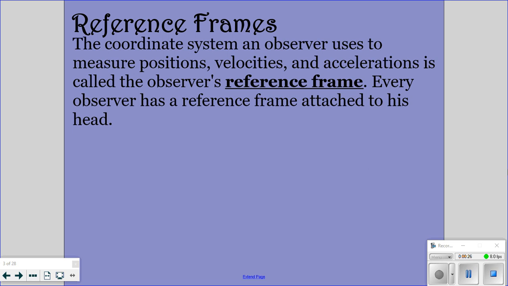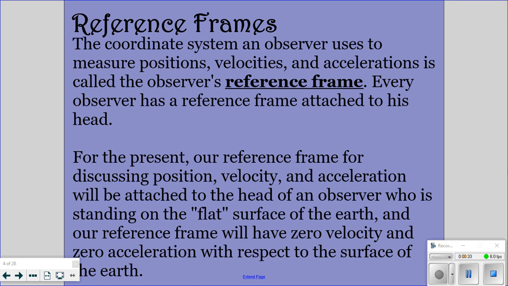The coordinate system an observer uses to measure positions, velocities, and acceleration is called your reference frame. And every single observer has a reference frame that is attached to your head. For the present, our reference frame for discussing position, velocity, and acceleration is going to be attached to the head of the observer, and they are going to be standing on a flat surface of the earth. I know the earth isn't flat, but it curves at such a small degree that for what we're going to be looking at, it's okay to say it's flat.